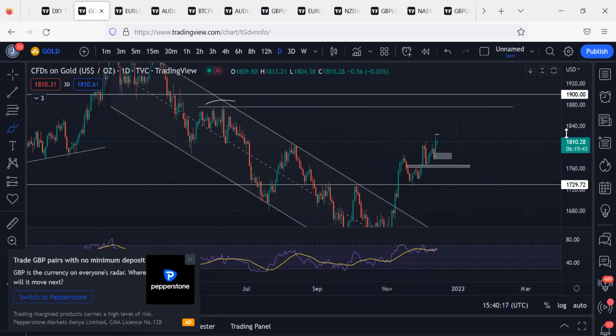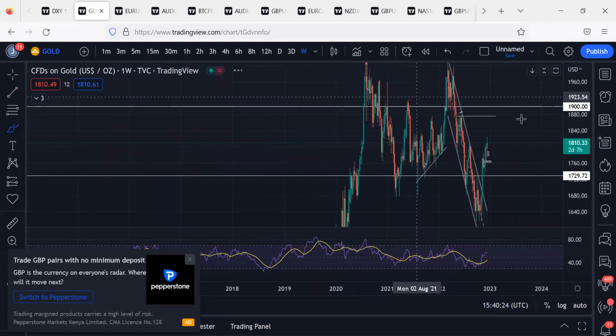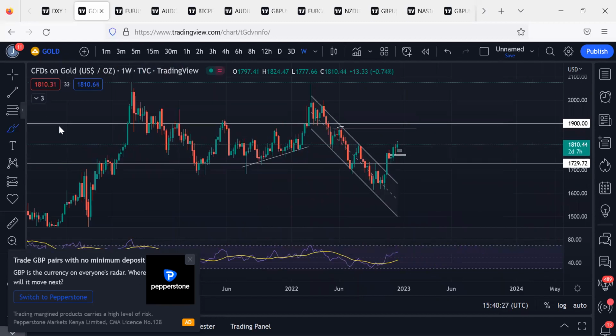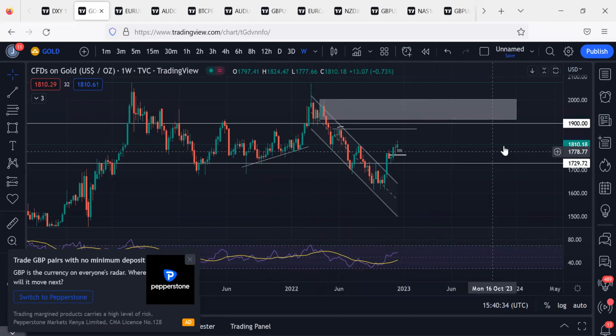So it might still expand more than that. It might still expand up to our main. Remember on the weekly time frame, this is our main supply zone. Some people call it order block. This is our main supply zone. So let me end this video here.